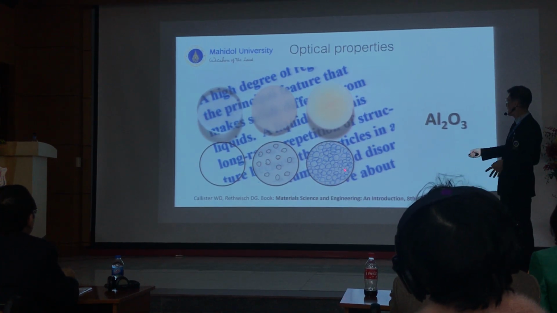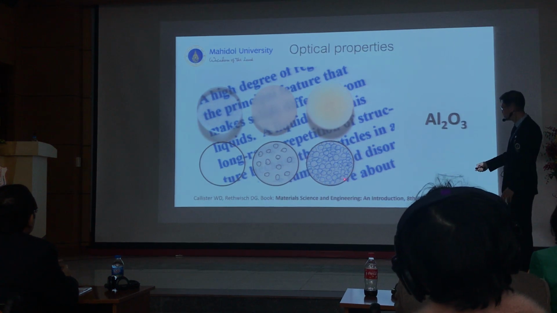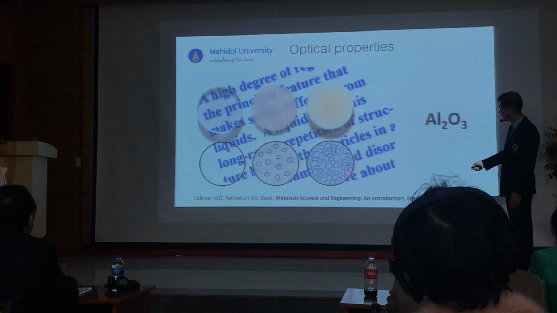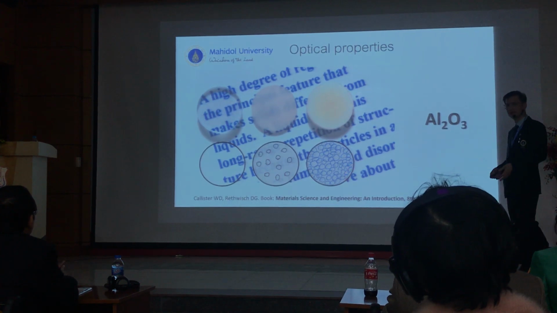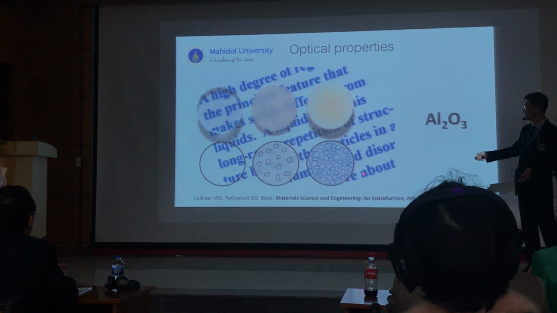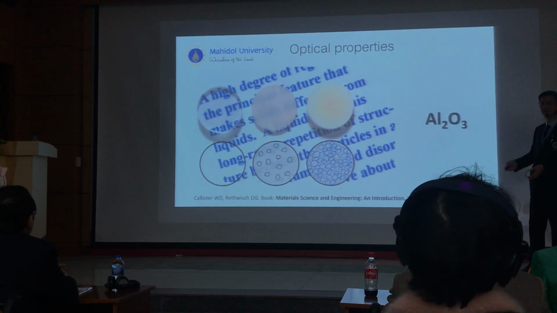If you have a lot of crystals there, when the light passes through, it can pass one. The second one might be reflected off, absorbed, or scattered. So the light cannot pass through the polycrystal over here.